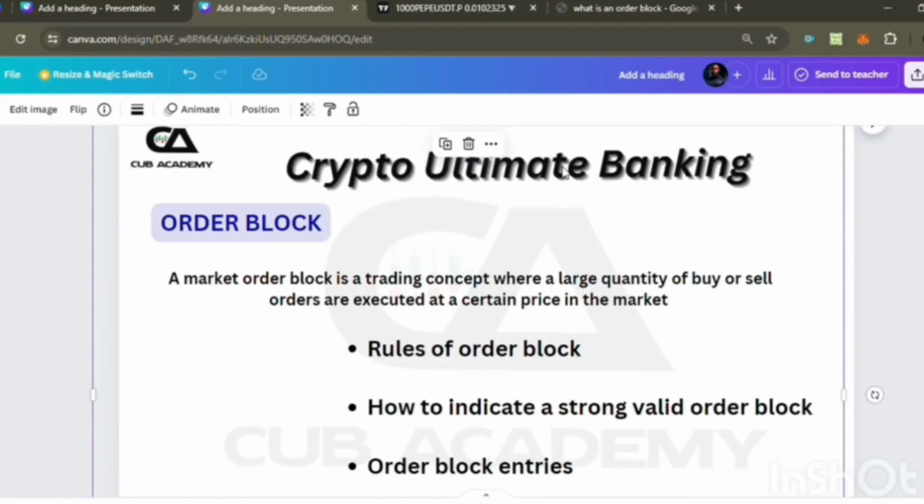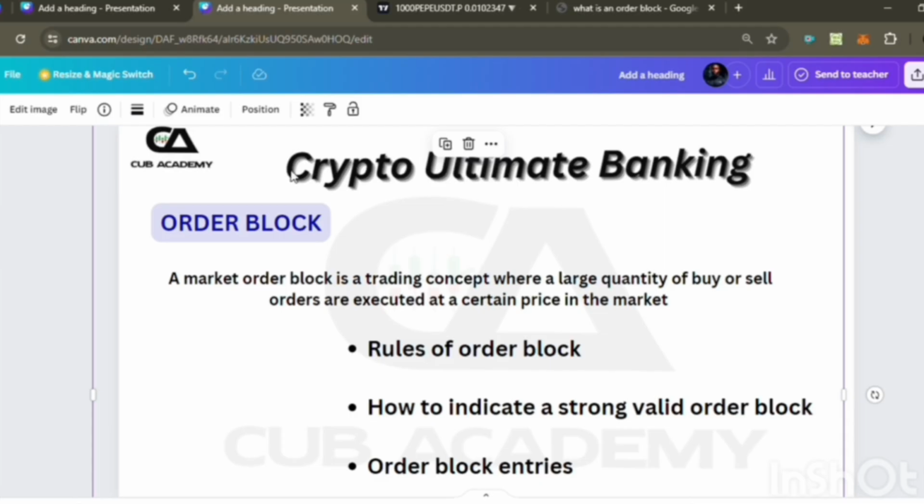So order block is one of the vital concepts that plays a very important role in your trading journey. You need to understand what order block is all about, and if you wish to use order block as a strategy, then pay close attention to this training.